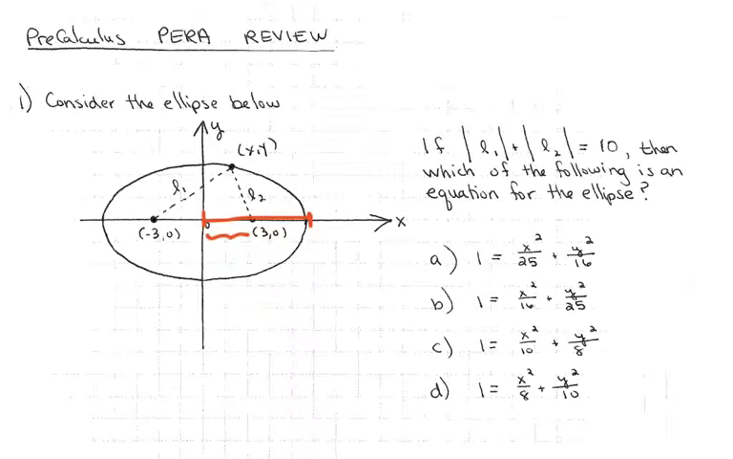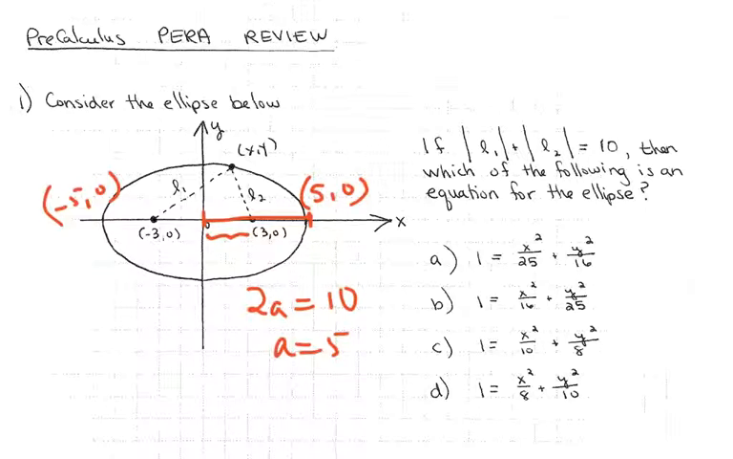So it doesn't matter what point you choose on the ellipse. If you find the distance from that point to each focus and add them, it will always be the same. As a matter of fact, that length will be 2a. So now, if 2a is 10, then a is 5, which means that the vertices have to be at 5, 0 and negative 5, 0.